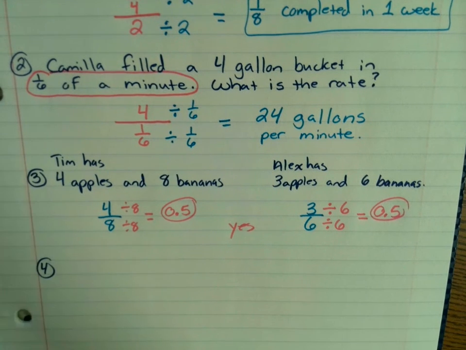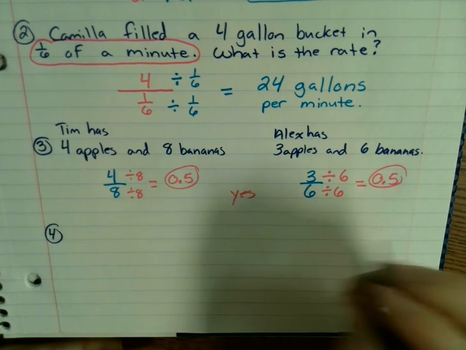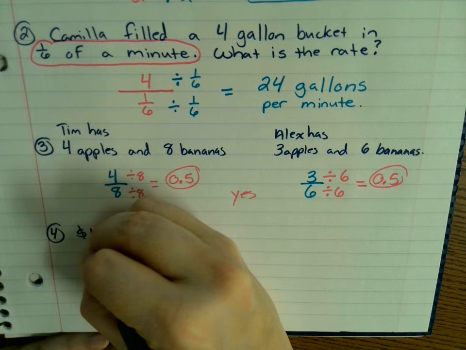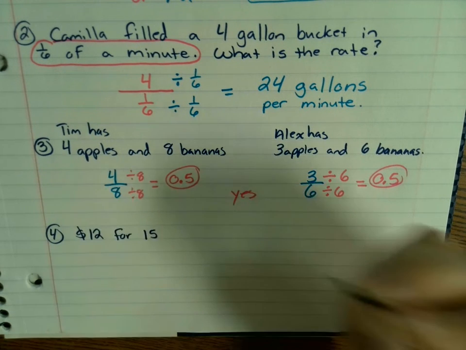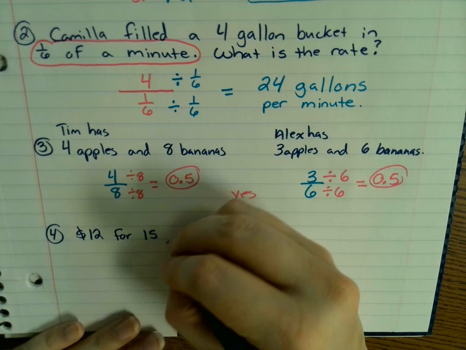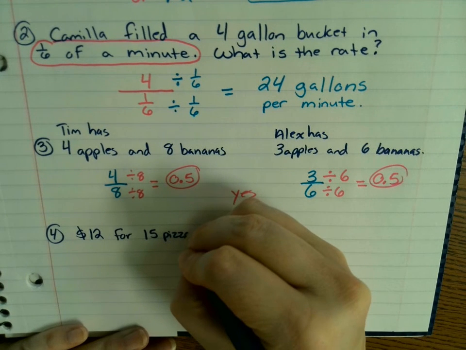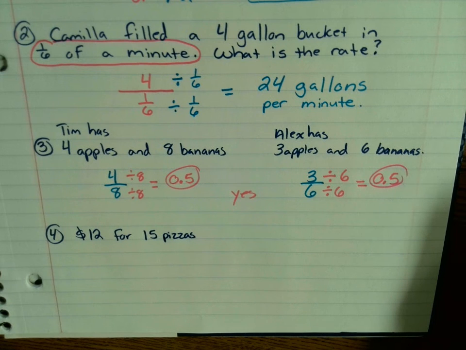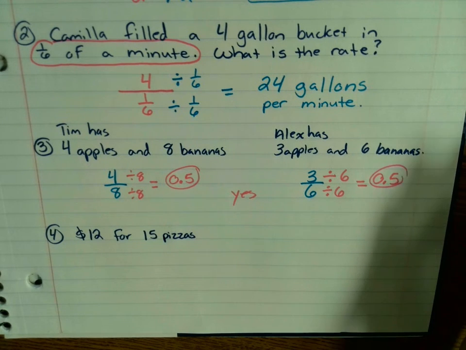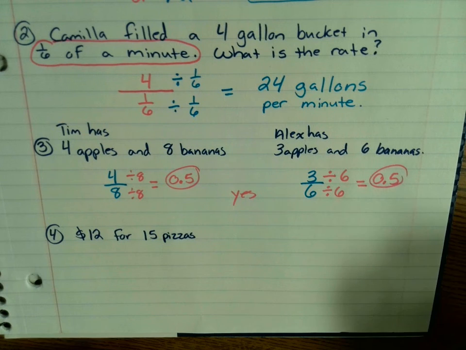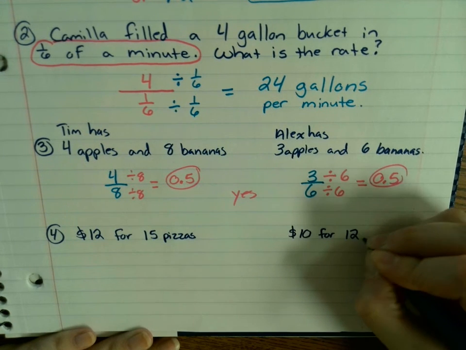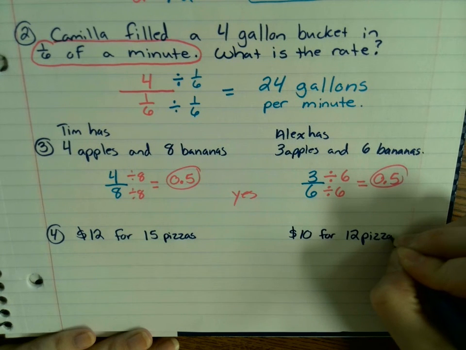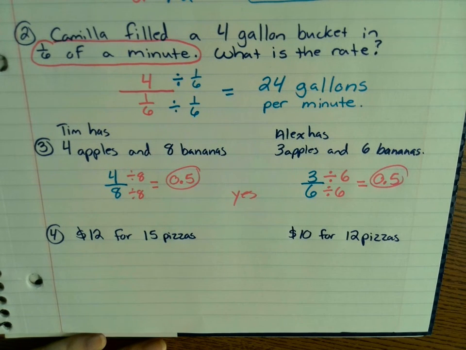All right, let's say that we are going to spend $12 for 15 pizzas. They're really crappy pizzas. That's why they're so cheap. Okay, $12 for 15 pizzas. You've got $10 for 12 pizzas. I want to know, are they equivalent? If not, which one would be the better deal?